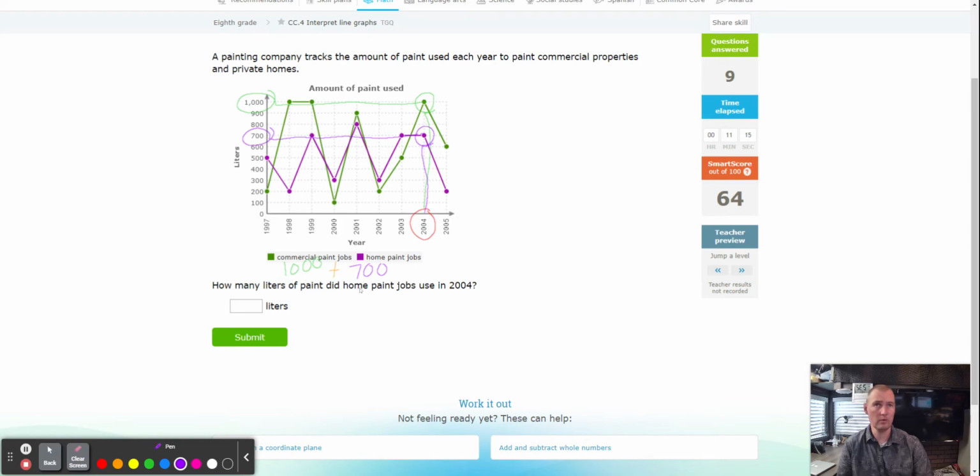So because we're asking how many liters of paint did home paint jobs use, oh, see, it's amazing how I keep reading the question over and over and I discover stuff. So we're only looking for home paint jobs. For some reason, I was thinking like all the paint in 2004. So we don't want that. So reread the question multiple times. So home paint jobs 2004, well, that's an easy one, 700. We only want the 700. So rereading the question multiple times to double check makes a difference. So home paint jobs is only 700. We don't need the commercial.